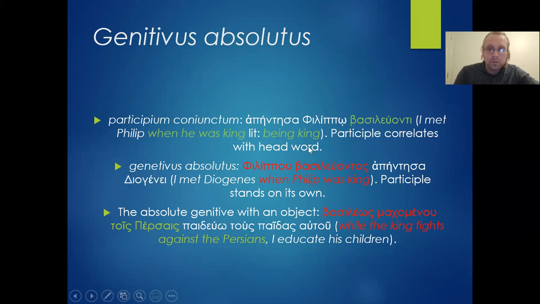So we have here apantesa Filippo Basileonti, which could be translated as I met Philip when he was king. So here the present active participle in the masculine dative singular, Basileonti, correlates with the noun Filippo, which also stands in the masculine dative singular. So this conjunct participle connects to this head word Filippo, and they are both in the masculine dative singular.